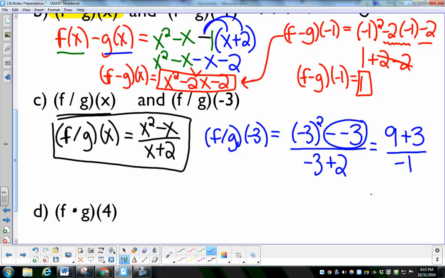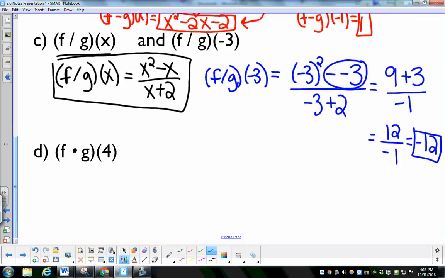And then let's just simplify this a little more. In the numerator, 9 plus 3 is 12, and I have -1 in the denominator. And we know that 12 divided by negative 1 is negative 12. So my answer for f divided by g of negative 3 is negative 12.